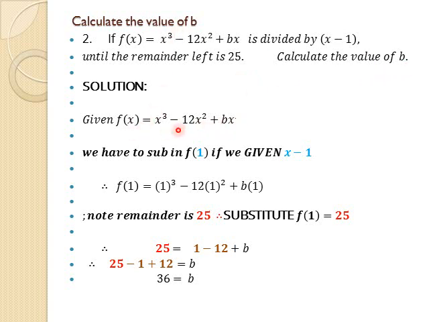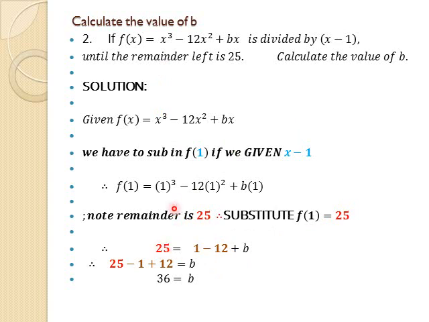So that's what's given to us: x cubed minus 12x squared plus bx. We're dividing by x minus 1, so to solve that, I'm substituting f(1). If I put in f(1), I have 1 cubed minus 12 times 1 squared plus b times 1. All of this equals 25, because the remainder is 25.